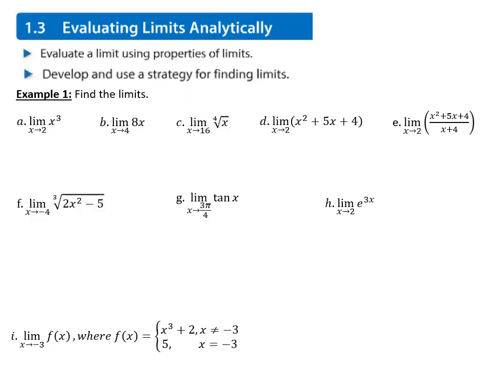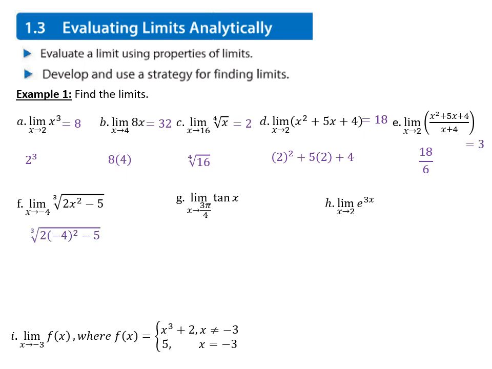Okay, doing some plug and play here. None of these functions have an issue because we're working with numbers in their domain. The first one, we just plug in 2 as the limit as x approaches 2 of x to the third. That's just 8. Here it's just 8 times 4, which is 32. Here, fourth root of 16 is just going to be 2. Here we just plug in 2 to everything and we get 18. Here we know the top's 18, and the bottom is not going to be 0, so it's 18 over 6 or just 3.